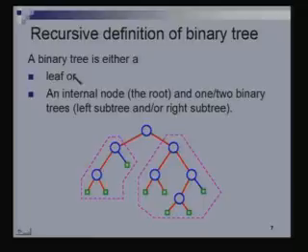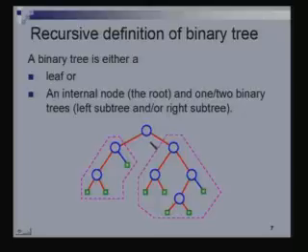I can also define a binary tree in a recursive form as follows. A binary tree is just either a single node, a leaf, or it is an internal node, which is the root, to which I have attached two binary trees. This part is called the left subtree and this is called the right subtree. So I can construct any binary tree in this manner.